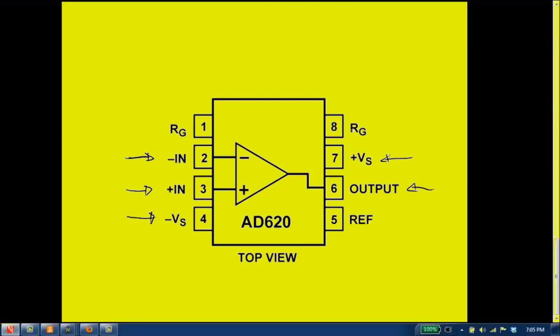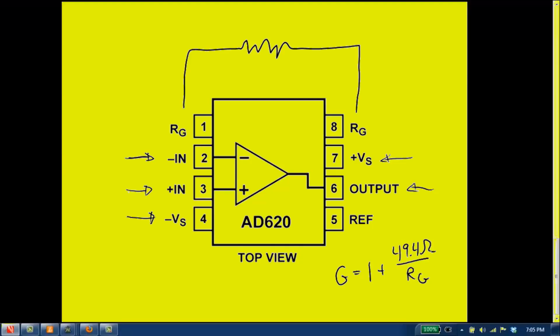We have two pins on this particular amplifier that are labeled RG, and that means that if we connect a resistor across them, that allows us to set the amplification for the instrumentation amp. For this particular amp, the formula is given as gain is equal to 1 plus 49.4 ohms over Rg. So you can just figure out what gain you want, put it into this equation right here, solve for Rg, and put Rg into your circuit, and voila, you end up with the gain.